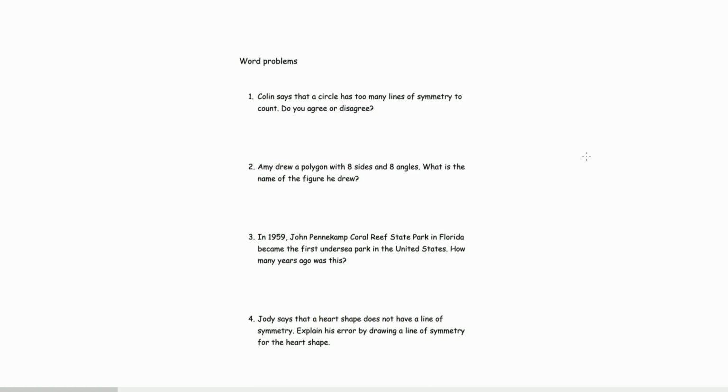Word problems. Colin says that a circle has too many lines of symmetry to count. Do you agree or disagree? Okay, so let's see. A circle right here. Let's assume that it's a perfect circle. If we draw a straight line anywhere on the circle, the lower half would be the same as the upper half. Whereas if we draw another line, that half would be the same as that half. So if we draw a line anywhere on the circle, it would still be the same when we flip it over. So yes, I agree.